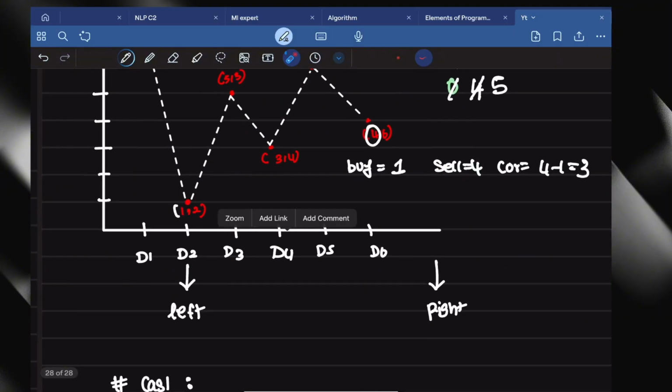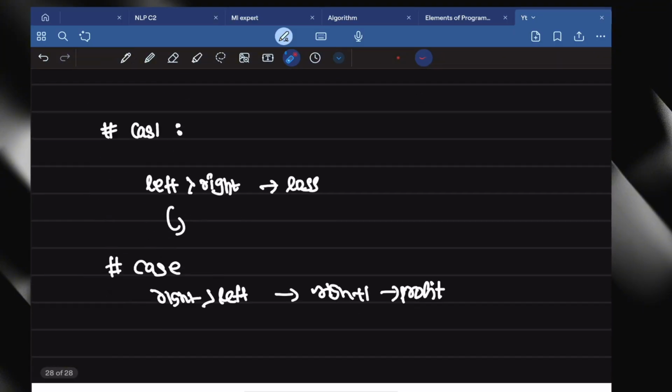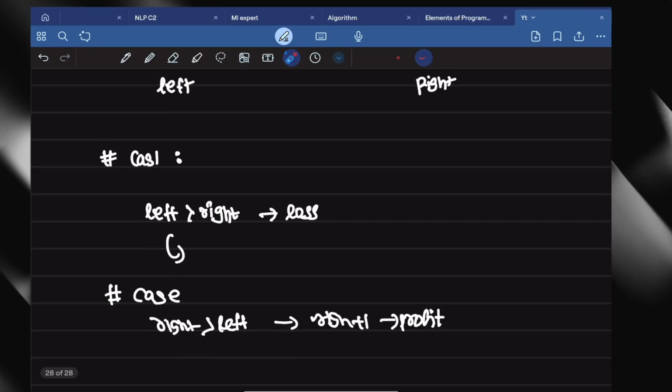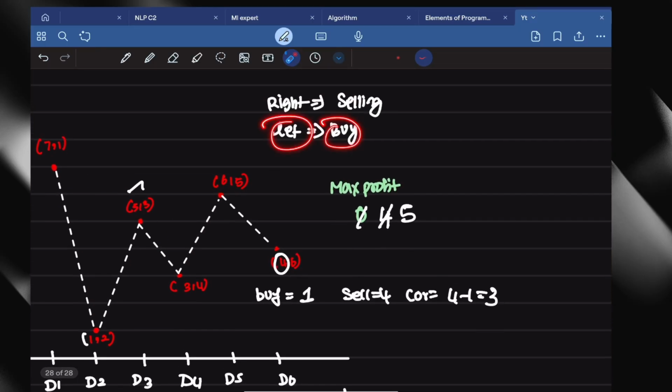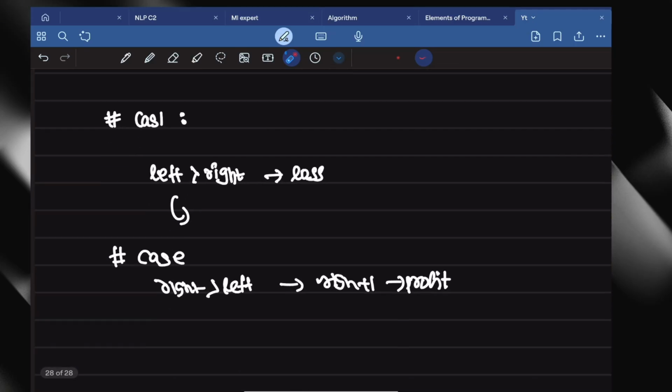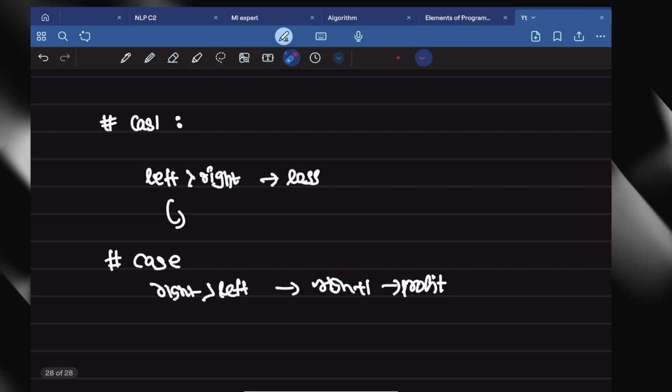I hope you guys understand this approach very well. Only one thing you have to keep in mind, which is two things. One is left always indicates buying and right always indicates selling. And the last and final thing is the two cases. Case 1 occurs whenever left is greater than right, which indicates the loss. And case 2 is whenever right is greater than left, which indicates the profit. And at the profit time, you just need to move the selling time.